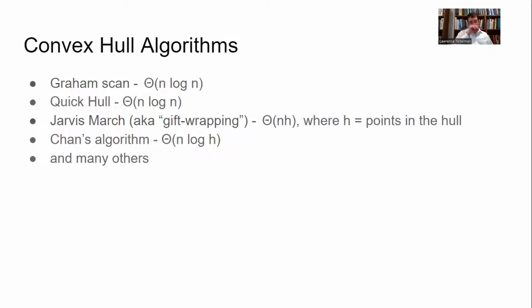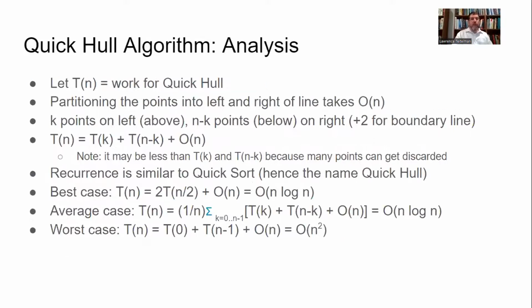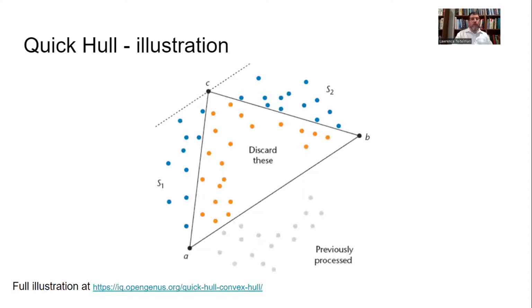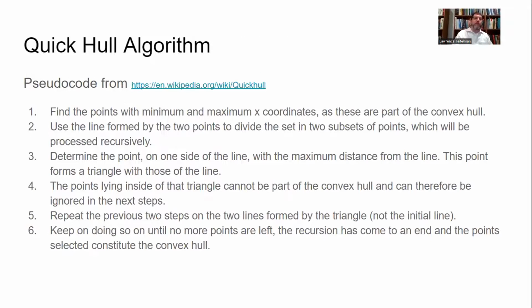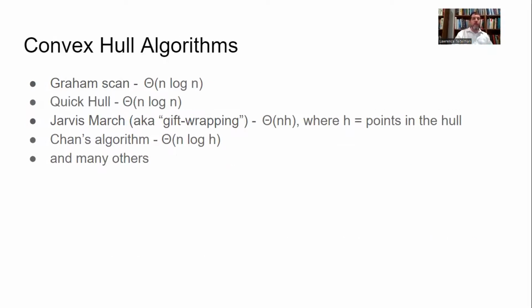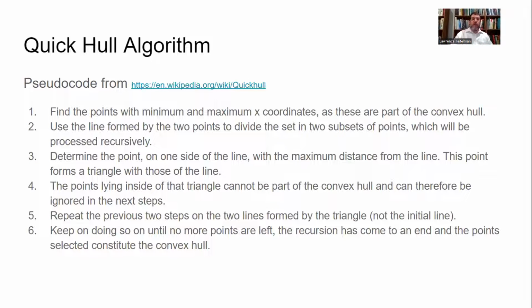So here are a bunch of convex hull algorithms. We're not going to do all of them. Actually, I think we're just going to do one here. It's called the quick hull algorithm. And before we go any further, I'll give you a hint. It was not named after someone named Quick.